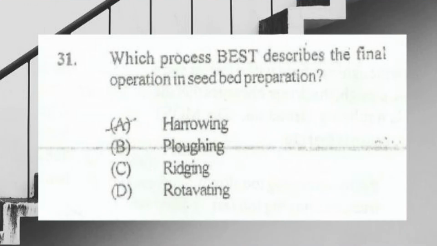Question 31. Which process best describes the final operation in seedbed preparation? A. Harrowing, B. Plowing, C. Ridging, D. Rotovating. The answer is A. Harrowing. Harrowing is basically refining the soil. It is a secondary tillage method.